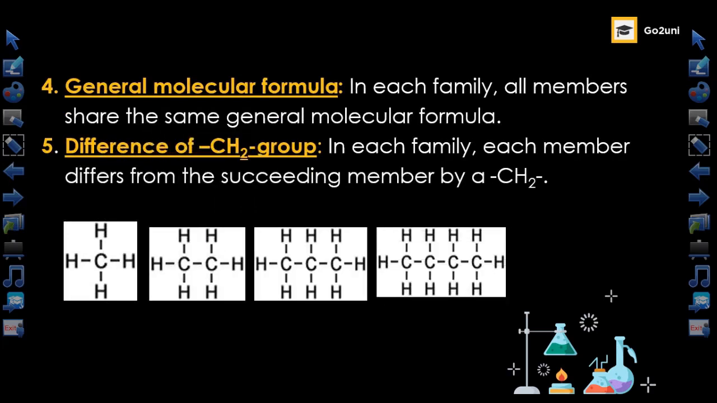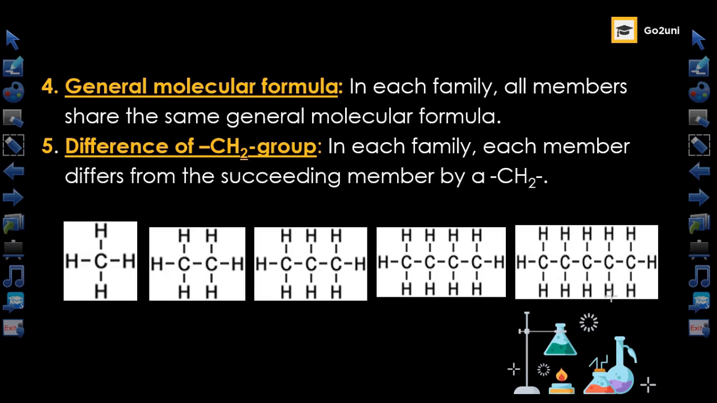And lastly, each member in any homologous series differs from the others by just the addition, or if you wish to say subtraction, of CH2. If I add CH2 to a first member, I get the second member. If I remove CH2 from the second member, I get the previous member of that family. So they differ from themselves by a CH2 group. So these are the general characteristics of a homologous series.